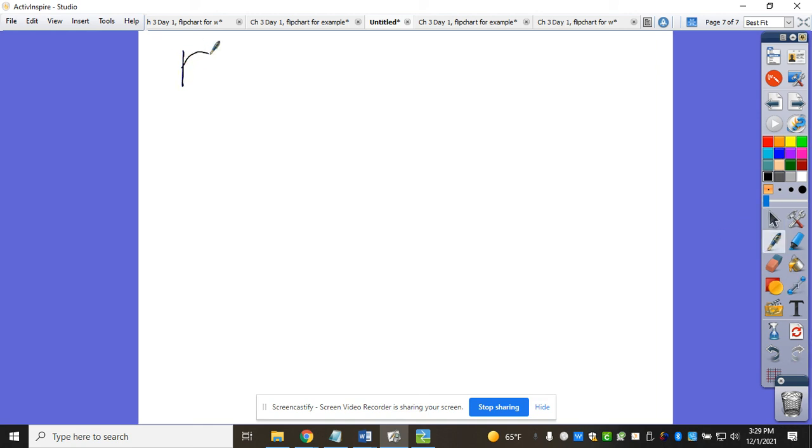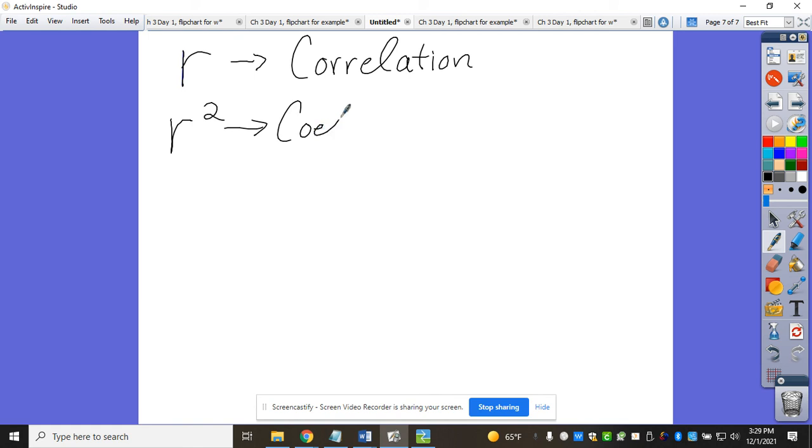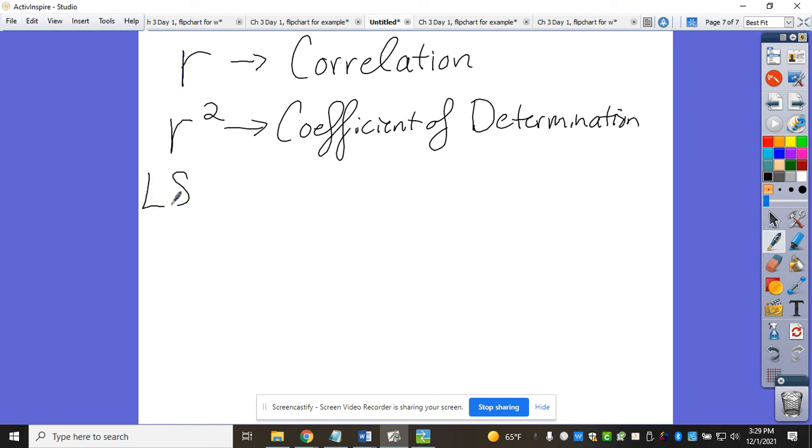What does that mean? I did make a huge point in second period. What is this called? You can look at your paper if you want. Coefficient of determination. With R, it says correlation coefficient. That's fine. Correlation coefficient, same thing. And then what does that mean? Least squares regression line.